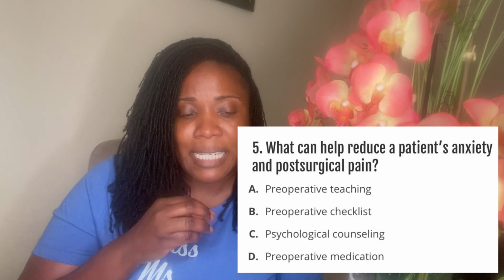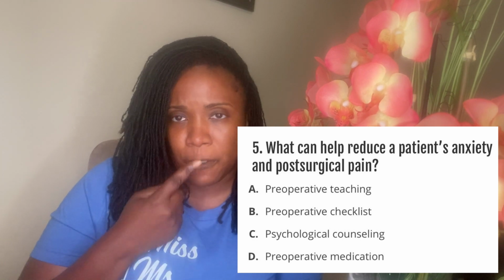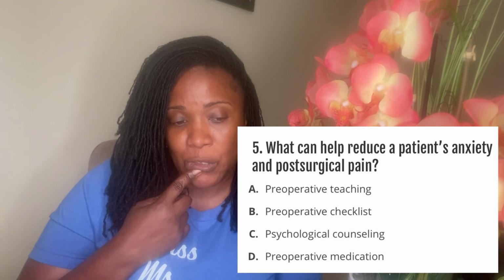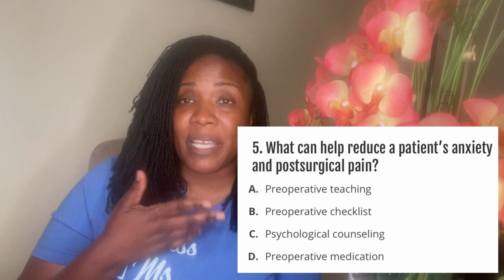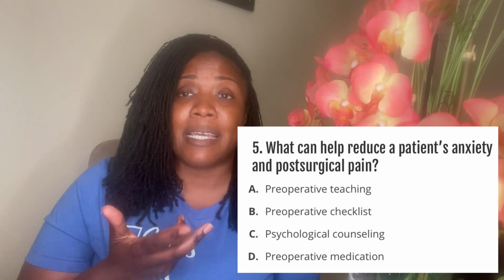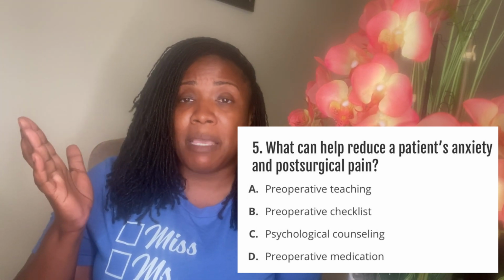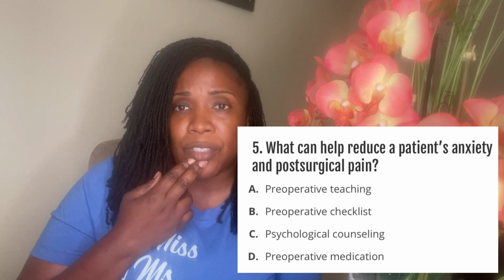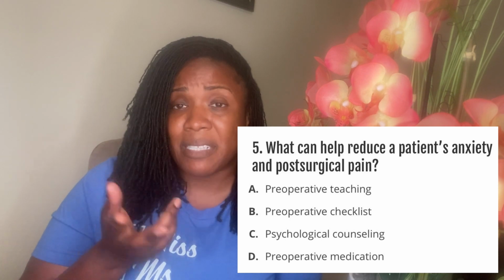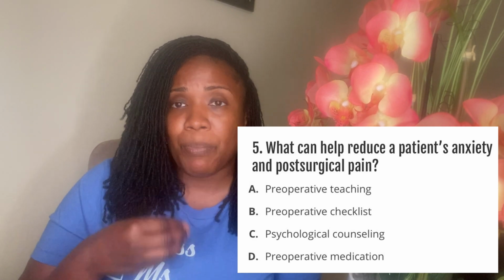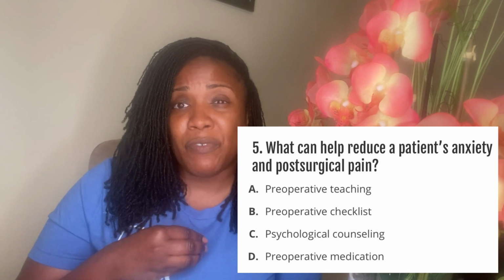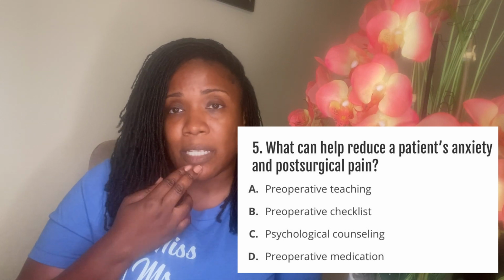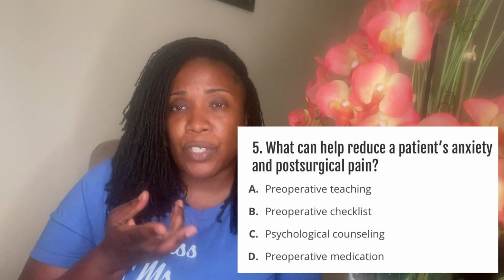because D says preoperative medication. The issue with that is it doesn't even say what the medication is. So what is the preoperative medication that we're giving that's going to reduce the anxiety? It doesn't even say that it may be an anti-anxiety medication, like maybe a benzo or maybe an antipsychotic. It just says preoperative medication. So the fact that we don't even know what the medication is shouldn't even be an answer choice, because it doesn't make sense. What medication are we giving to reduce this patient anxiety?